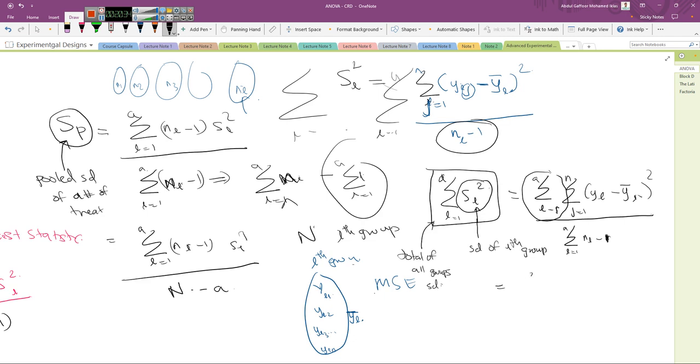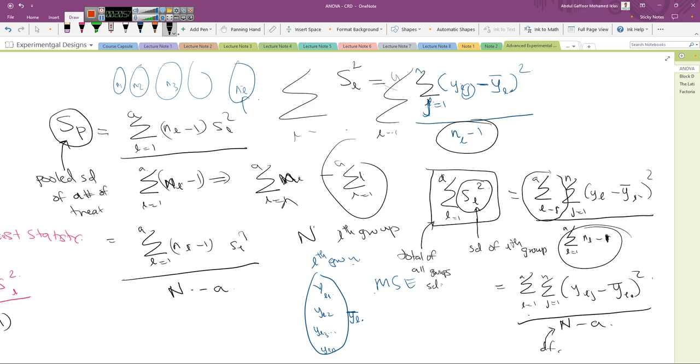Now this is equal to summation i equals 1 to a, summation j equals 1 to n, yij minus yi dot bar squared, divided by, this is again equal to, n minus a. I already explained how to do this, right? Now this is nothing but the degrees of freedom of all the observations that we have collected from the population. And this is the standard error.